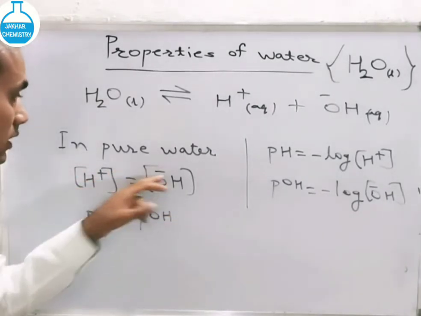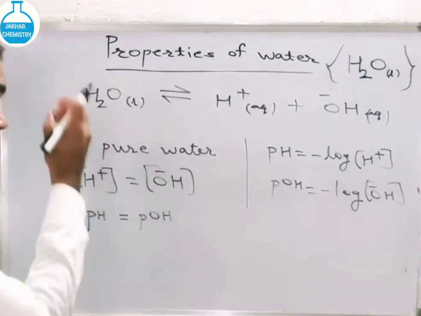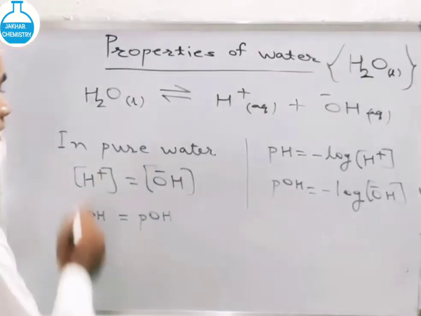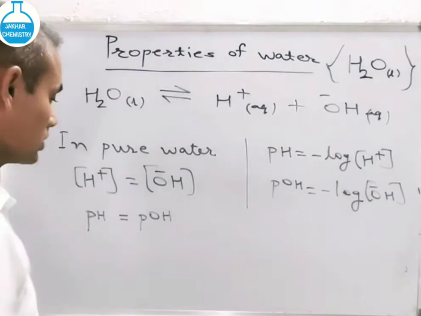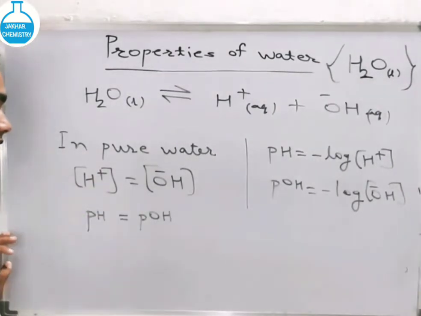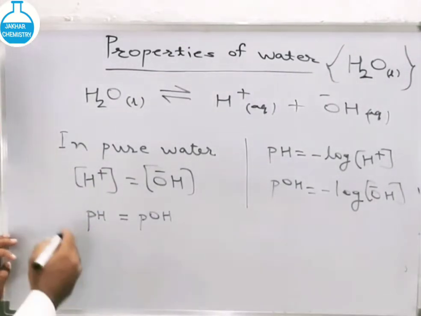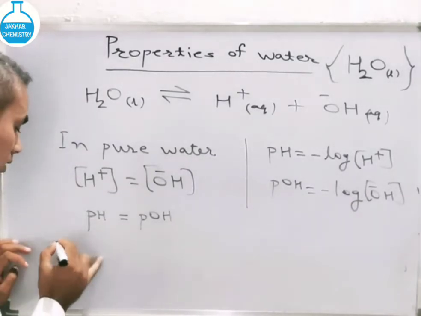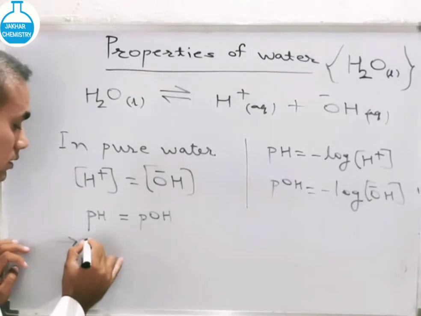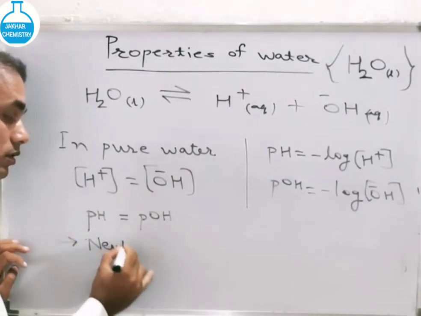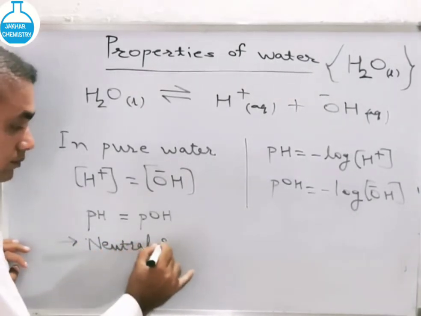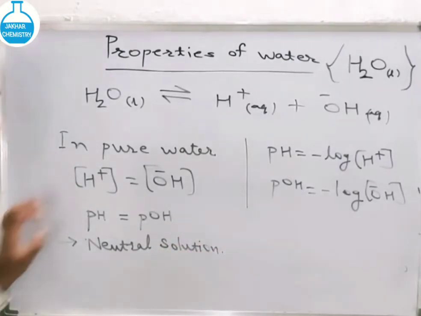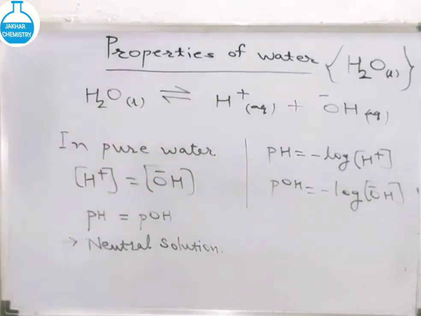And this is the criteria for a neutral solution. In any solution, if H plus active mass is equal to hydroxide ion active mass, then we say it is a neutral solution. Or we can say if in any solution pH and pOH values are equal, then we say that it is a neutral solution. So here, it is a neutral solution. To remember, water is a neutral solution. The criteria for neutral solution is this.